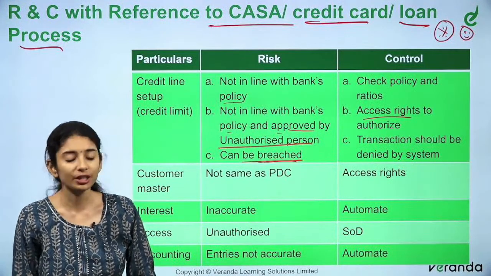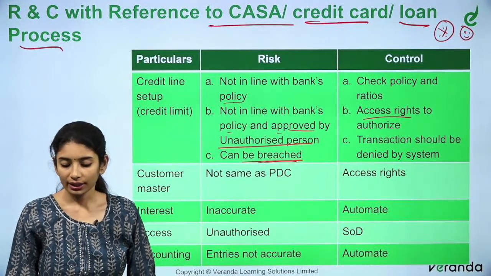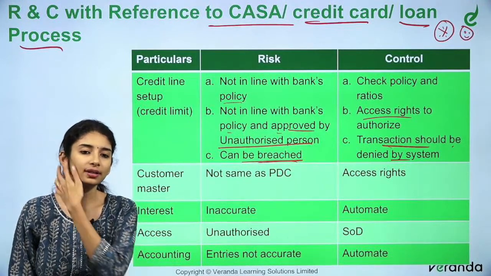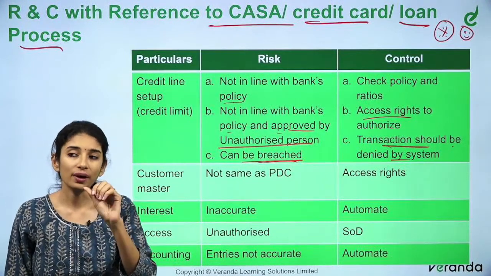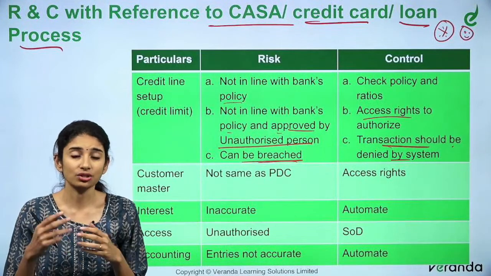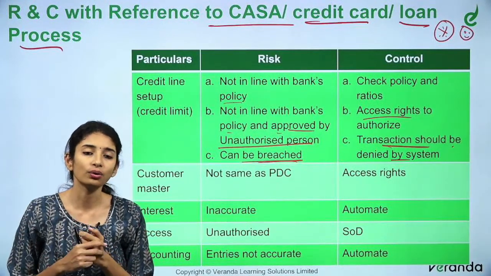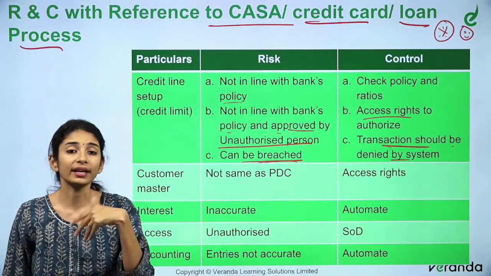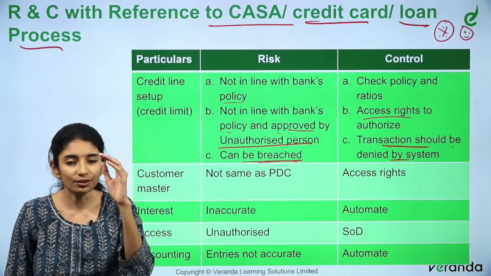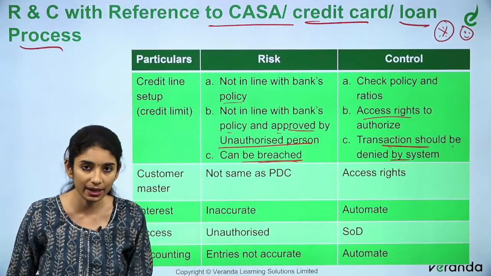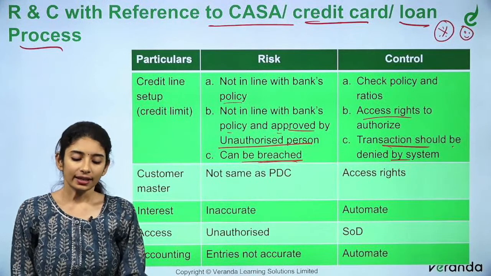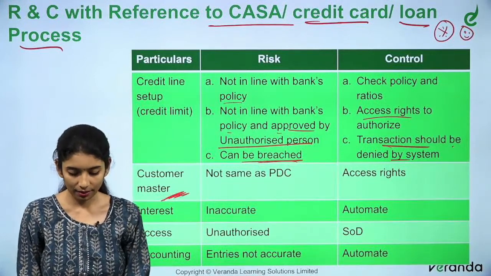Credit line can be breached. In that case, the transaction should be denied by the system. Which means there is a credit limit of 1 crore, I go and change it in the system, and it can be breached: I give a loan of 1 crore 10 lakhs. The credit limit was only 1 crore, but I give a loan of 1 crore 10 lakhs. That transaction should not be processed by the CBS. That is the control you need to set. Clear? Yes.